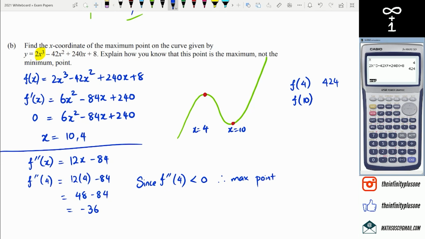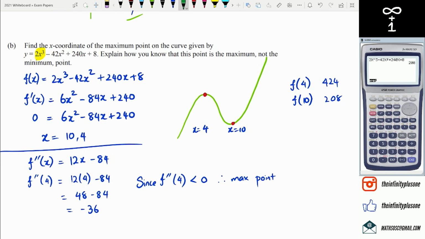Then I'm going to change x to 10. I'm going to put 10 in as x, and if I go back to that other equation and do that again, I'm going to get 208. So as you can see, 424 is higher than 208. That's another way you could say which one is max and which one is not.